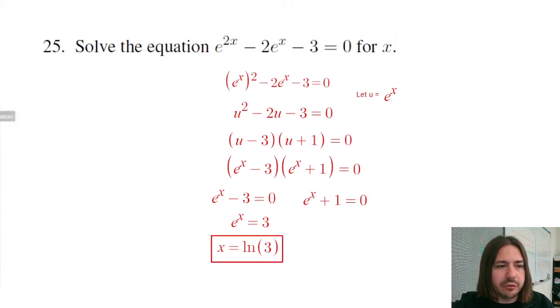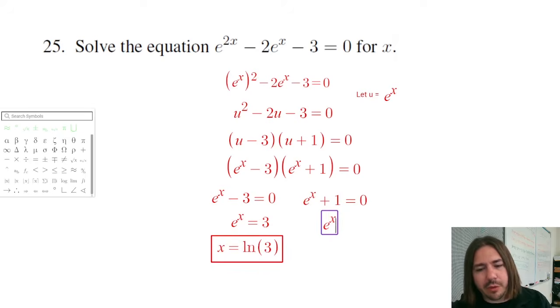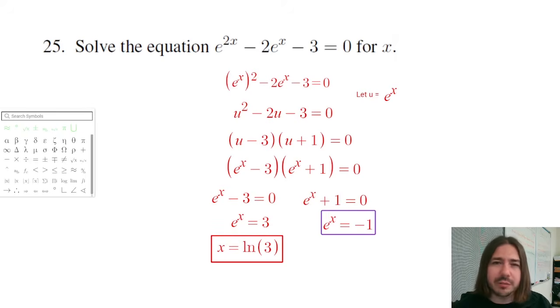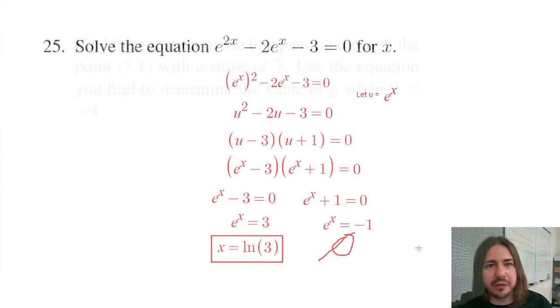And then the other solution that we could potentially get here would be the value that would make e to the x equal to -1, but that can never happen. -1 is outside the range of an exponential function, and you cannot input a negative number into a logarithm because of that. This actually gives you no solution. So the only solution is going to be the natural log of 3.